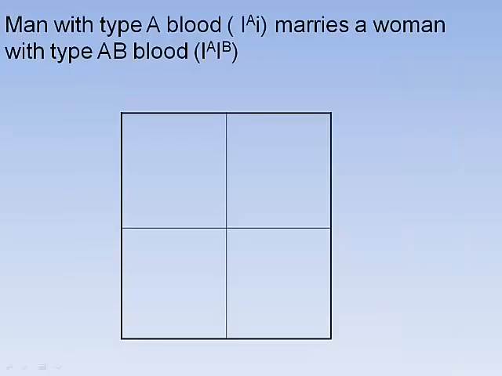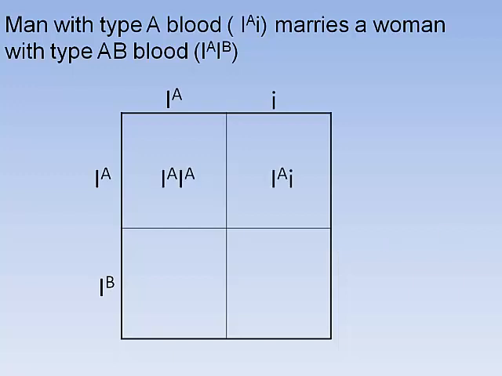So let's look at a problem. Suppose a man with type A blood and he's heterozygous. He has IA, little i, and he marries a woman that has blood type AB. Let's see what blood types their offspring would have. Here's the man's possible gametes across the top. He could make a sperm that carries IA or a sperm that carries i. And his wife's eggs down the side, she can make an IA egg or an IB egg. That's it. Let's see what happens.